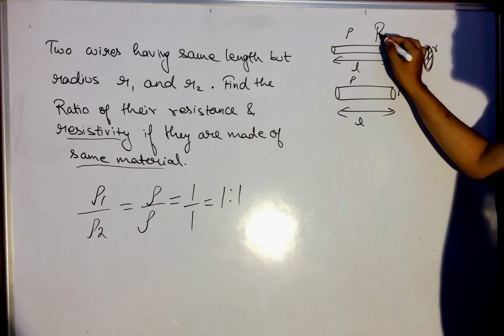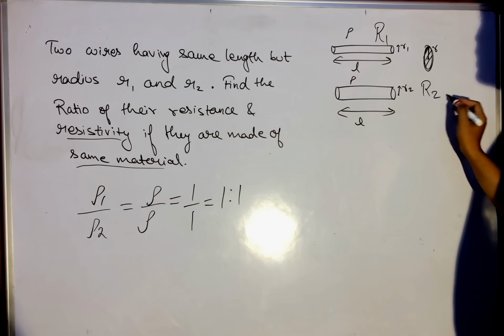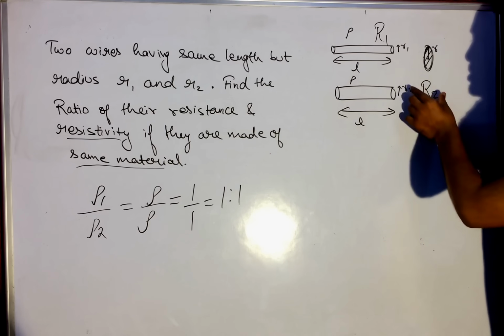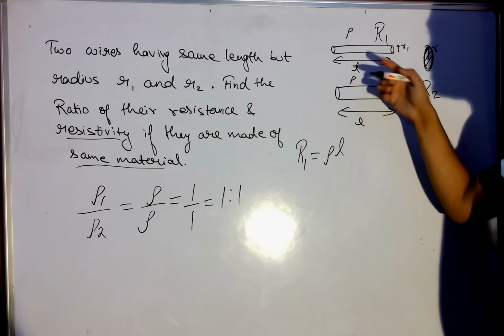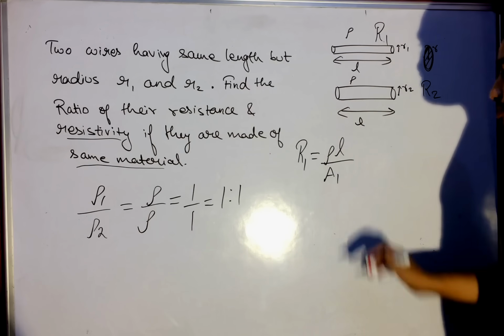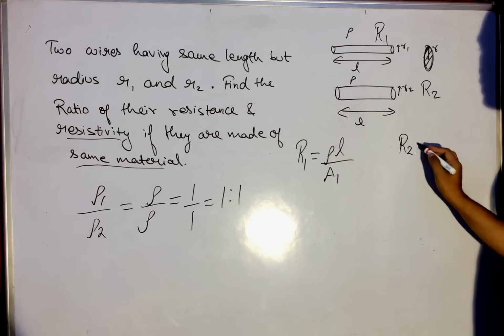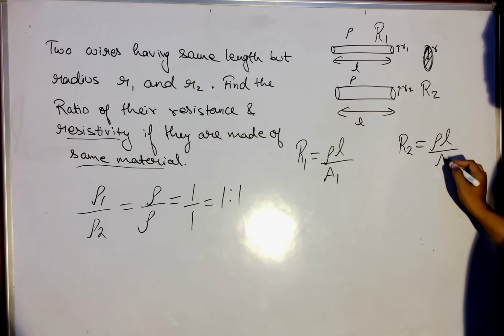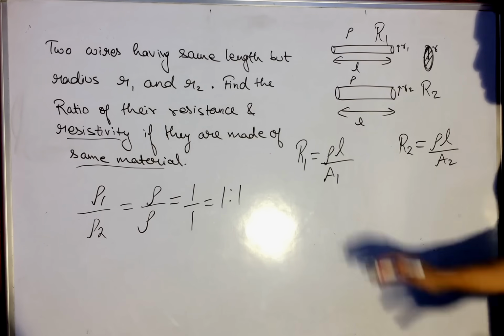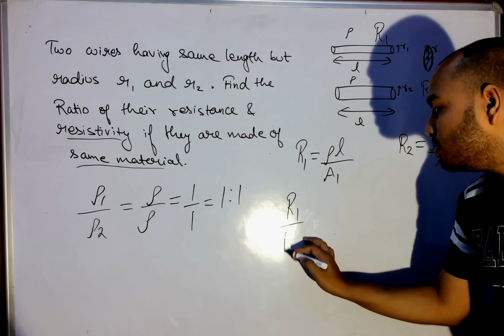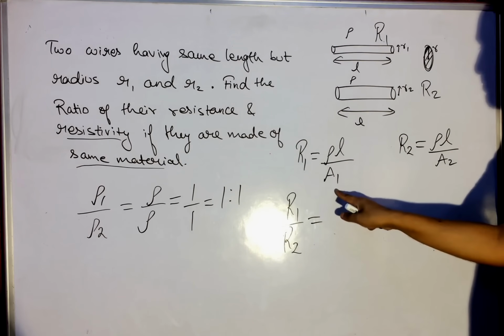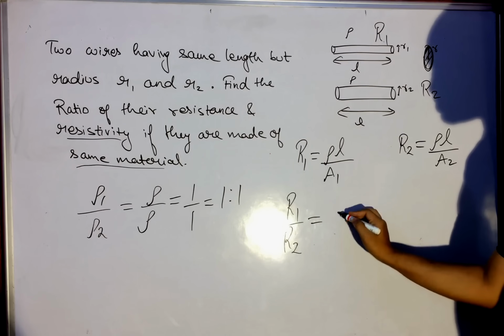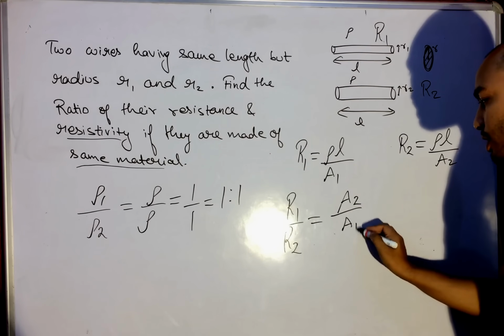But we have to compare resistance also. This is R1, this is R2, the resistance of the first wire and the resistance of the second wire. So R1 will be equal to rho into length upon A1, and R2 will be equal to rho L upon A2. Now I divide R1 upon R2. Rho L will cancel. Area is inversely proportional, so it will come like A2 upon A1.